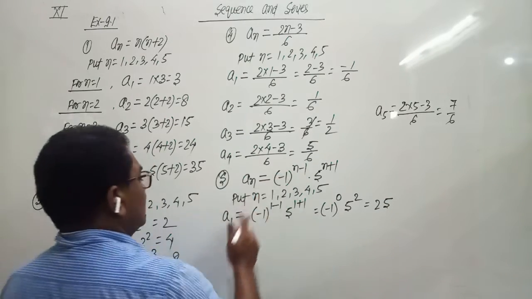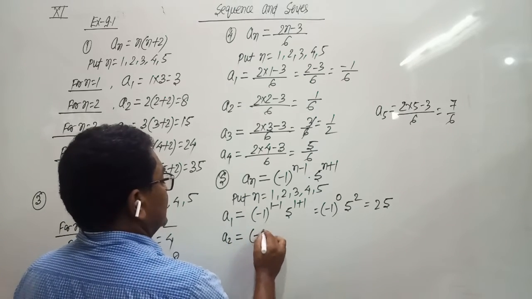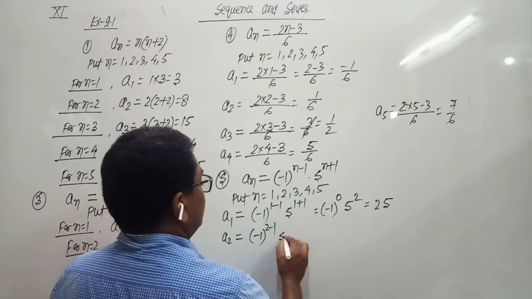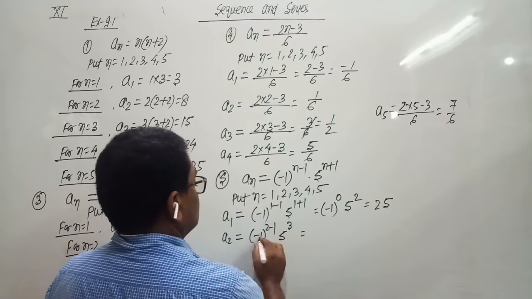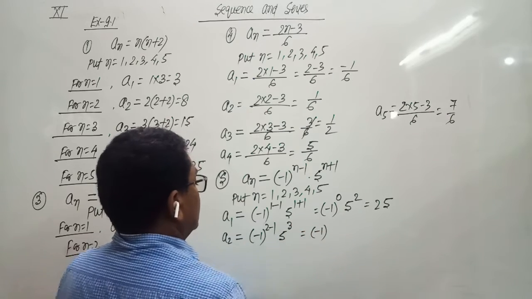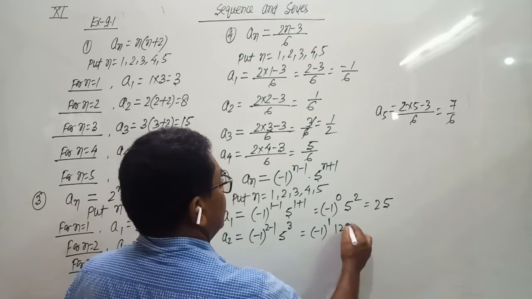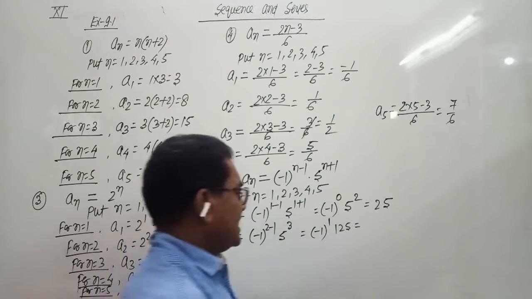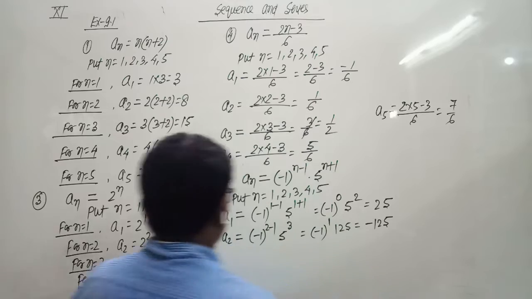Now put the value of n equals 2. So a2 equals minus 1 raised to the power 2 minus 1 into 5 raised to the power 2 plus 1, that is 3. So minus 1 raised to the power 1 and 5 raised to the power 3, 125. Minus 1 raised to the power 1, so the result is minus 125.